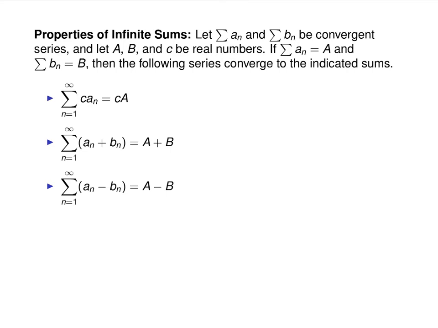Now, some properties of infinite sums: if you have some convergent series, and A, B, and C are real numbers, so if your sum of your first series is A, sum of your second series is B, then you have the following properties. So the first one says that the constant can factor out of your convergent sum. The second one says that you can sum the convergent sums individually. And the last one says you can sum the difference of convergent sums individually. This is not true if the sums are divergent.